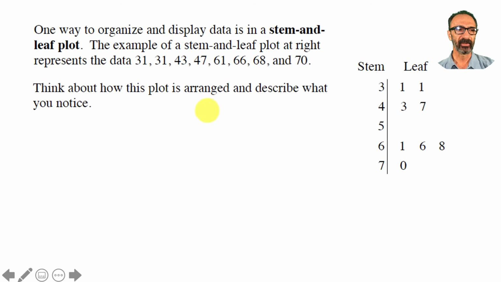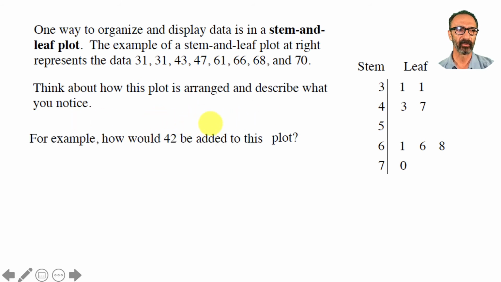Think about how this plot is arranged and describe what you notice. Think about the 42. If it comes in, how do you put it in? Well, you move the 3 and the 7 to the right, you put 2 here, then the 3 will be here, and the 7 will be here.